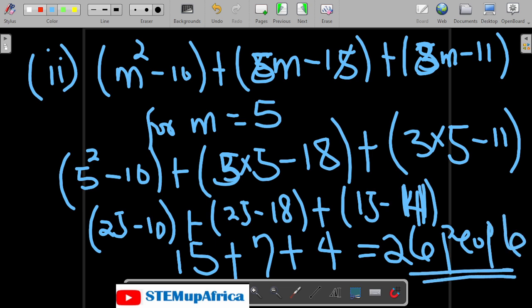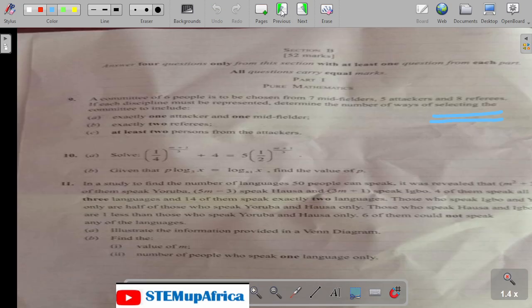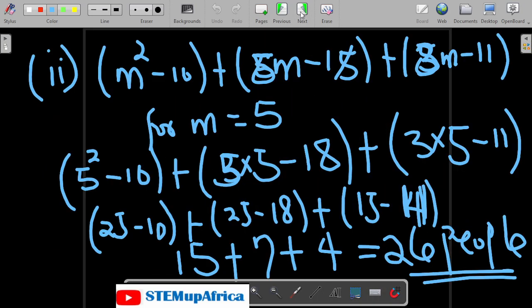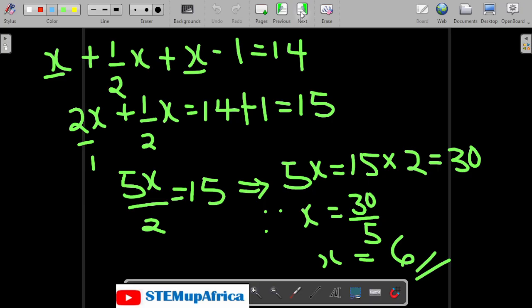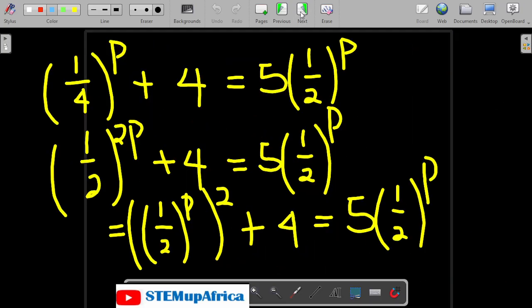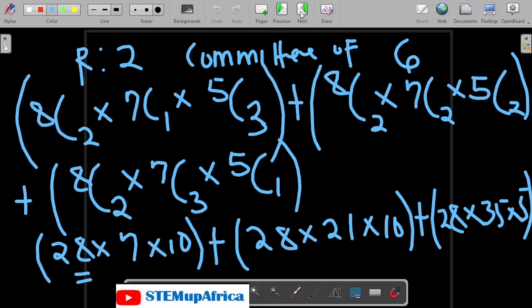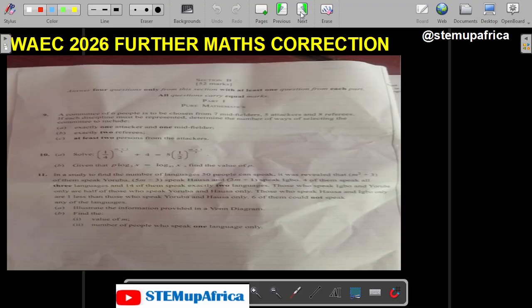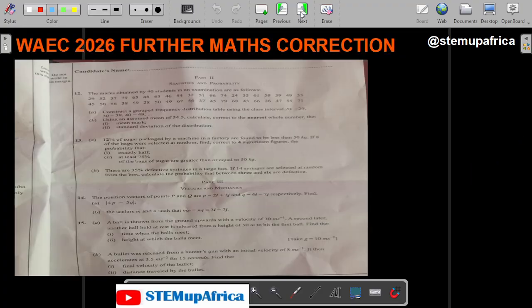So I knew this question would be tough because it's complicated. So this is the solution to question 11. Let's go to our question 12. Question 12 happens to be statistics.